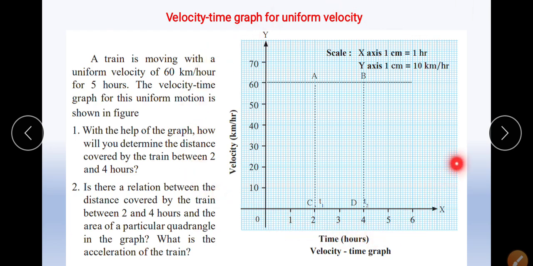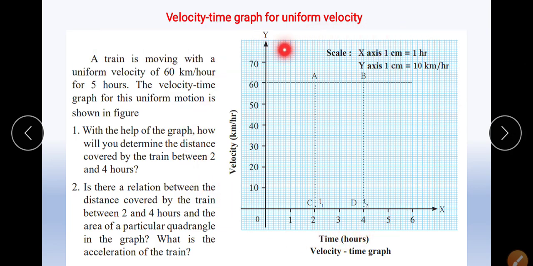Carefully observe the graph. On the x axis there is time in hours, on the y axis there is velocity in kilometer per hour. Since the velocity is uniform, the graph is a straight line. The velocity is kept constant, which is 60 km per hour. It is not changing with respect to time. We will take the example of a train which is moving with a velocity of 60 km per hour for 5 hours. For 5 hours the velocity is constant. It is not changing at all.